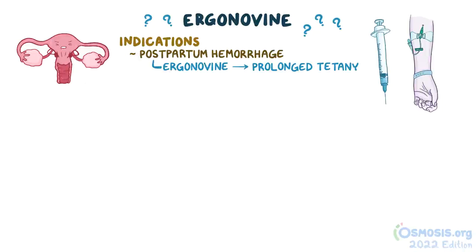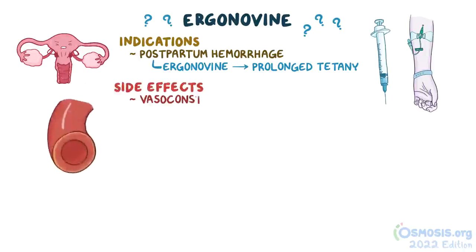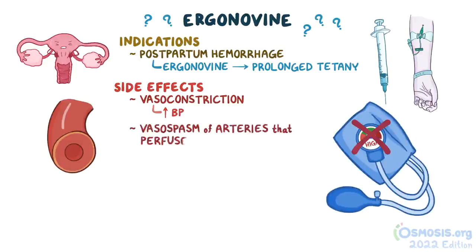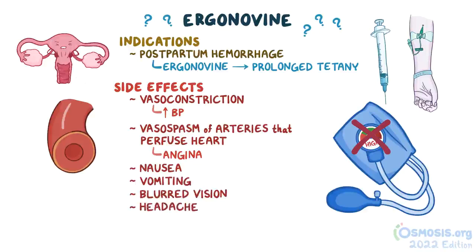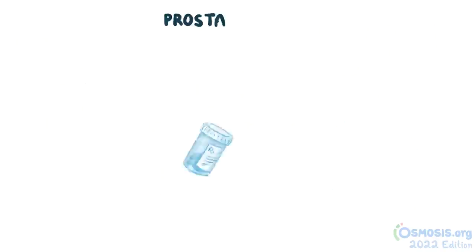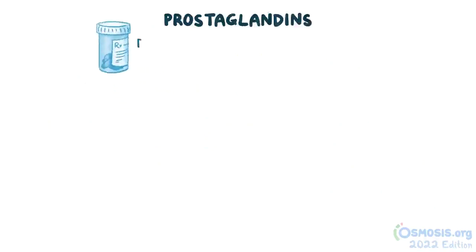Besides uterine contraction, ergonovine causes vasoconstriction, which increases blood pressure, so it should be avoided in patients with hypertension. Also, ergonovine can cause vasospasm of the arteries that perfuse the heart and trigger angina. Other side effects include nausea, vomiting, blurred vision, and headache. Okay, so the last type of uterotonic agents are prostaglandins, which include dinoprostone and misoprostol.